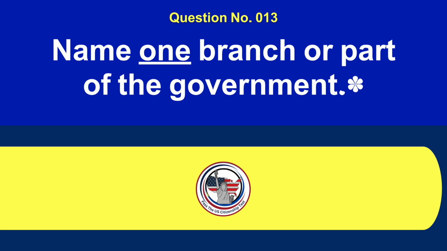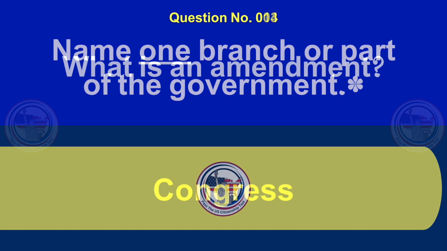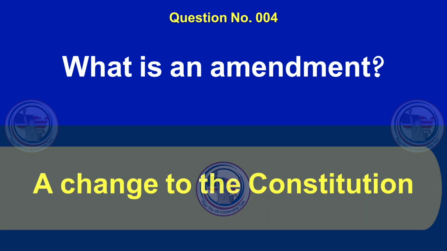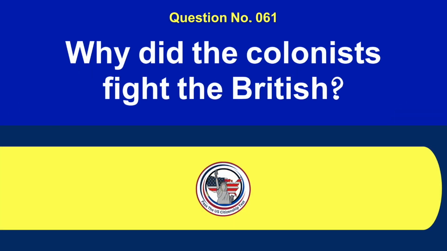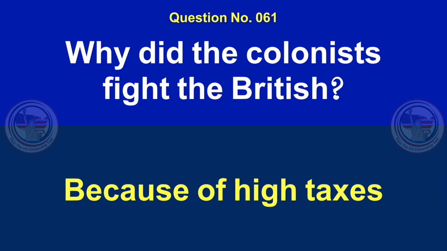Name one branch or part of the government. Congress. What is an amendment? A change to the Constitution. Why did the colonists fight the British? Because of high taxes.